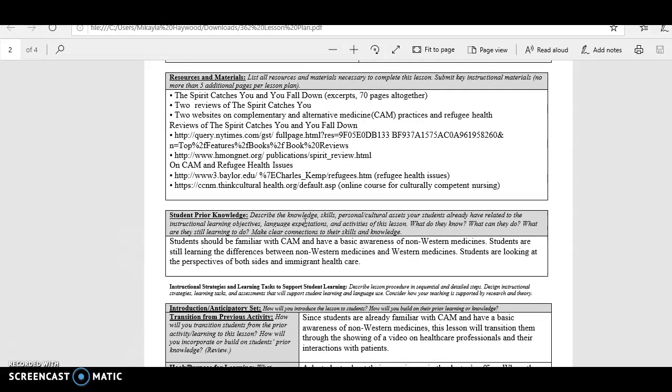So student prior knowledge: students should be familiar with CAM and have basic awareness of non-Western medicines. They're still learning the differences between non-Western medicines and Western medicines, and students are looking at the perspectives of both sides and immigrant healthcare. And what I mean by both sides is how people are treated when receiving Western medicine and how people in non-Western countries are being treated when it comes to healthcare or needing medicine.